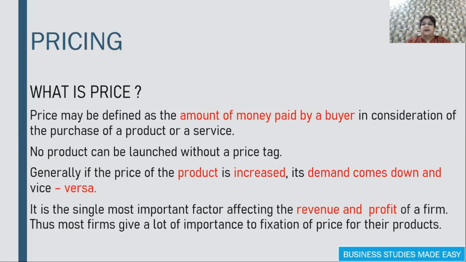The amount of money that a buyer wants to pay for a particular product is called its price. This is the only revenue generating part of the marketing mix. No product can be sold without a price tag. And generally, if the price of a product increases, the demand goes down. For example, luxury items like luxury cars are very highly priced, therefore the demand is quite low. And price is very important. Fixing the right price is also very important for the seller to be able to generate revenue.